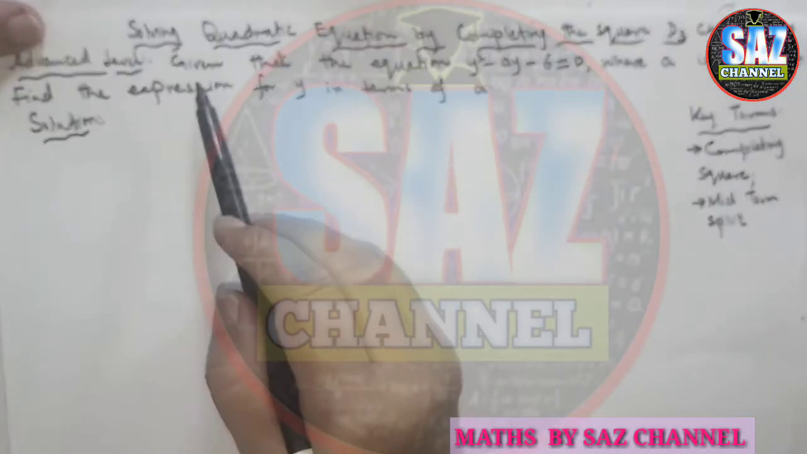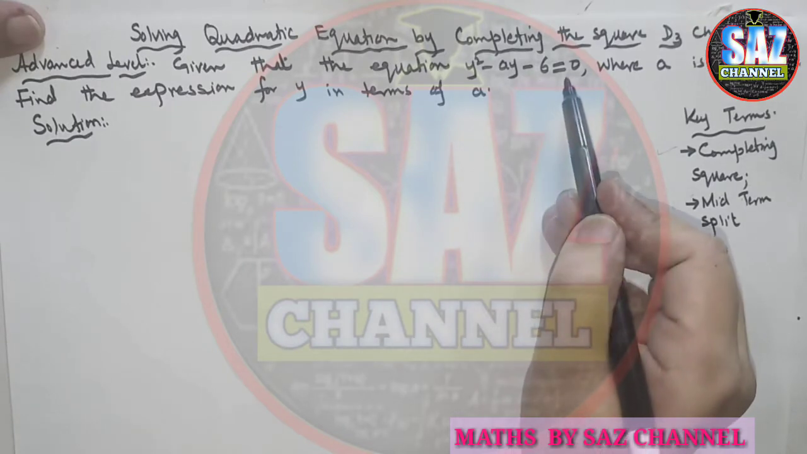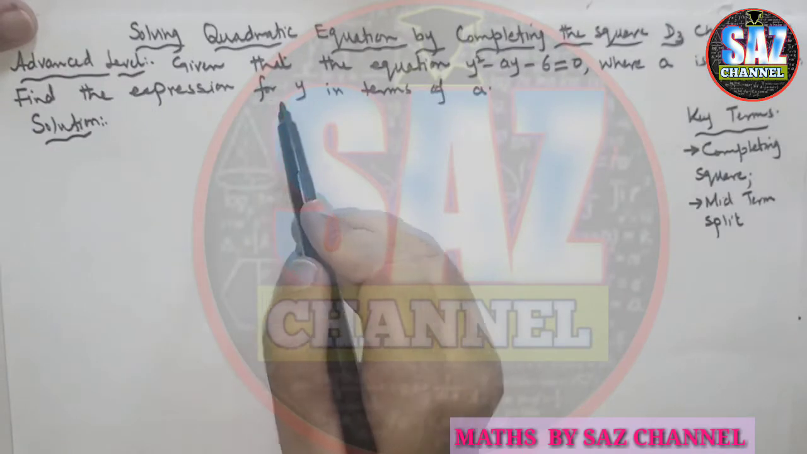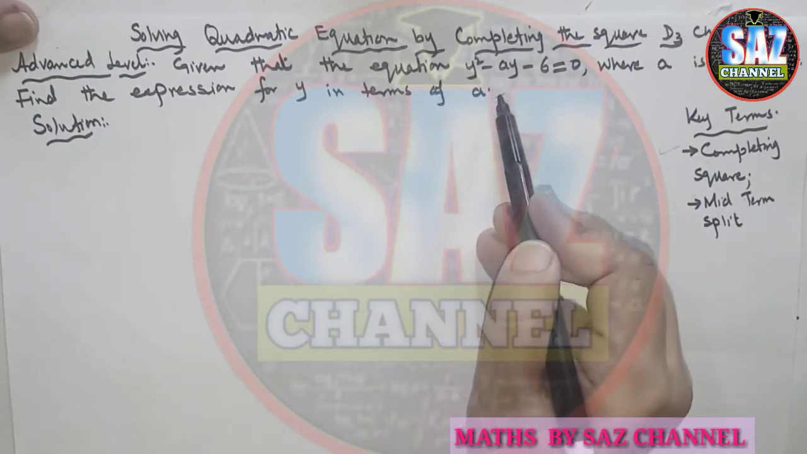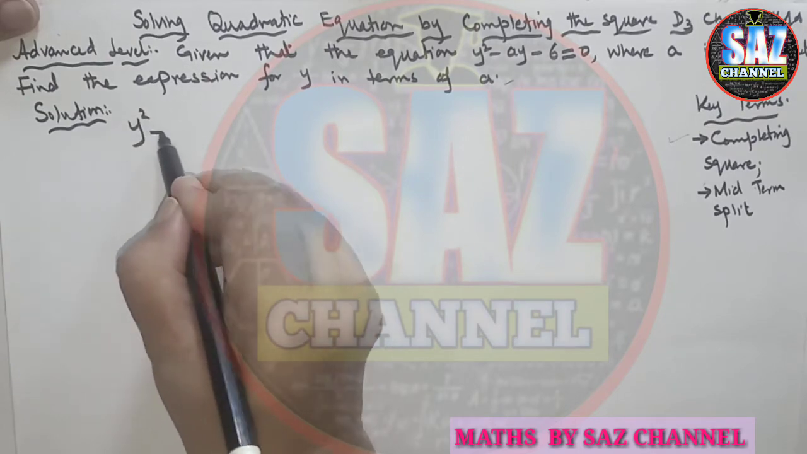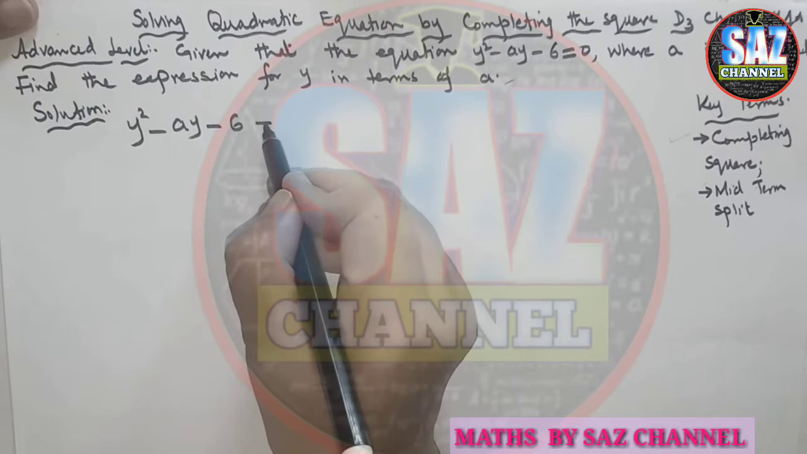It says that given that the equation y square minus ay minus 6 equals 0, where a is a constant, find the expression for y in terms of a. First write the question and then think about the possible methods of solution for this equation.